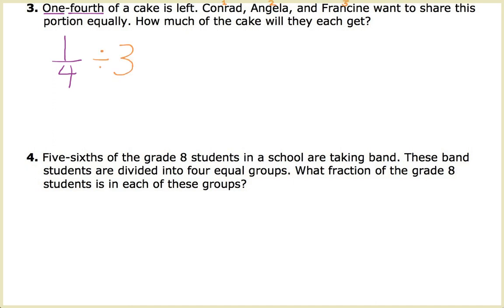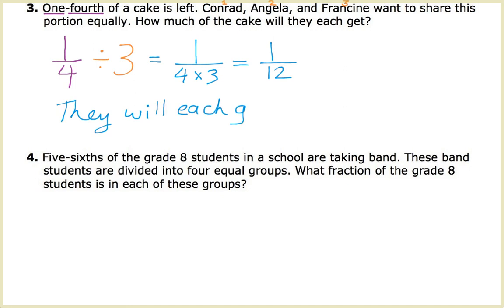Well, Conrad and Angela and Francine, that makes 3 people. So we're dividing it by 3. So it's 1 over 4 times 3, which gives us 1/12. And now we should write our answer in sentence form. So they will get 1/12 of the cake each.